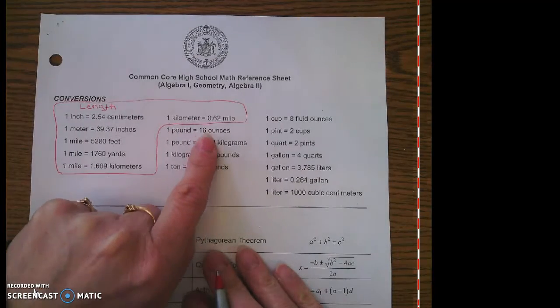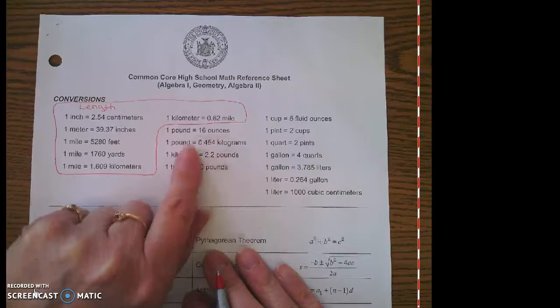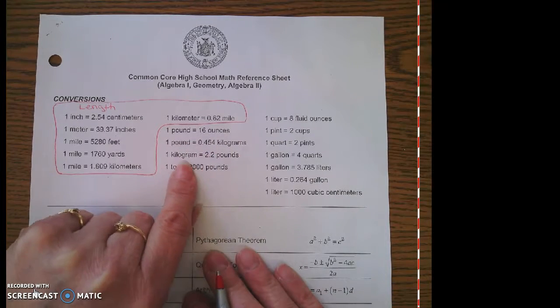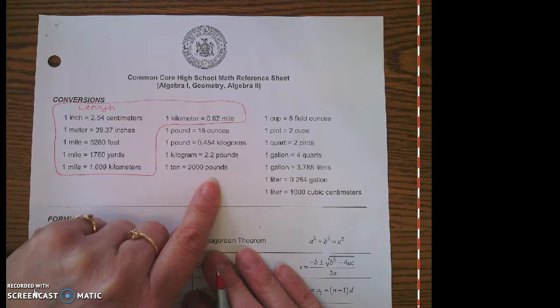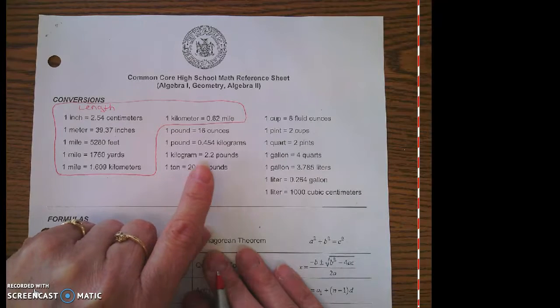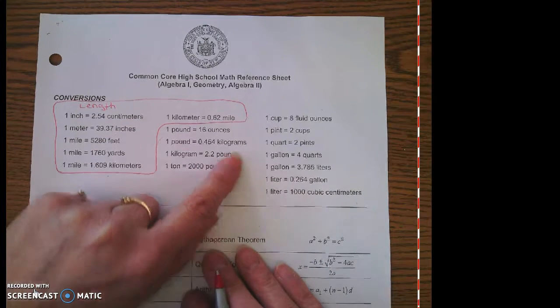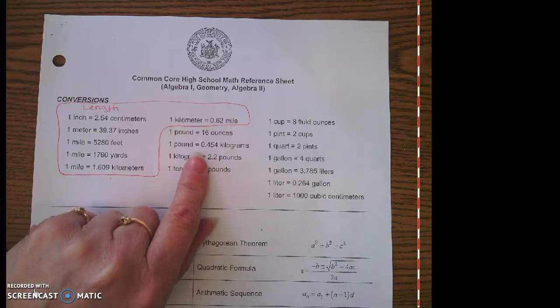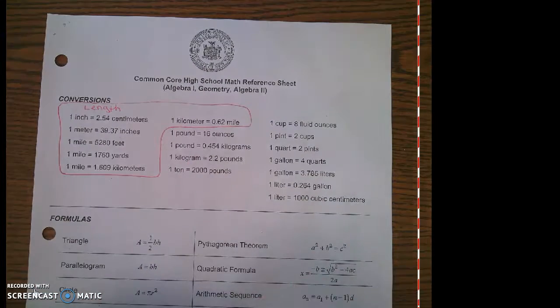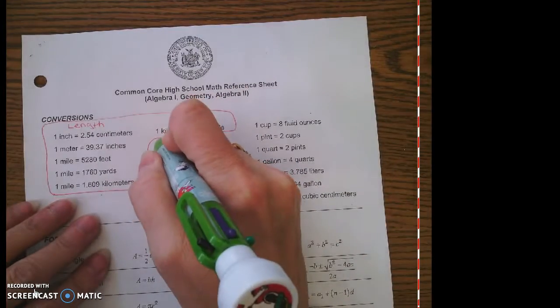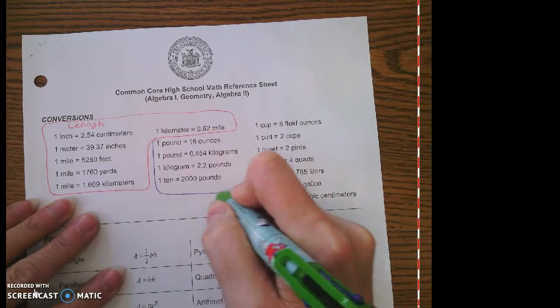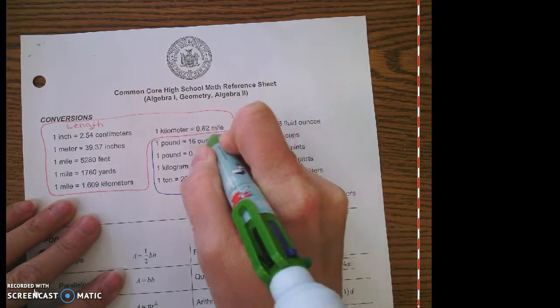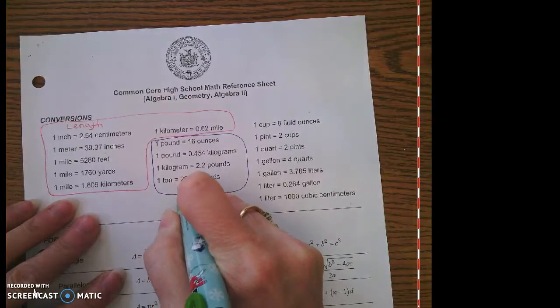All right, then we have pounds and ounces, pounds and kilograms, kilograms, pounds, tons, and pounds. Again, we have a little metric system going on with the English system. These all measure weight. So this section right here are all different measurements of weight, how heavy things are. This is weight.